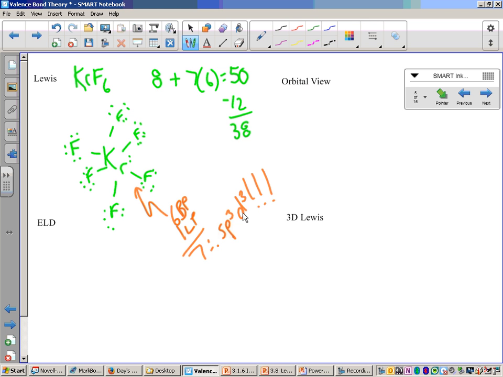I said you weren't going to have to deal with one of those. But that's what the theory brings us to, that sp3d3. So let's not worry about what the 3D Lewis is. I'm not really that worried about it. But if we were to analyze this correctly, we would end up with sp3d3 hybridization.